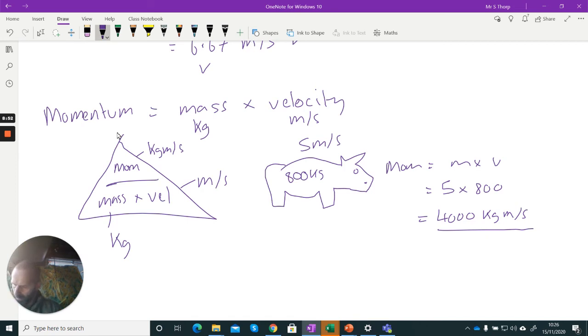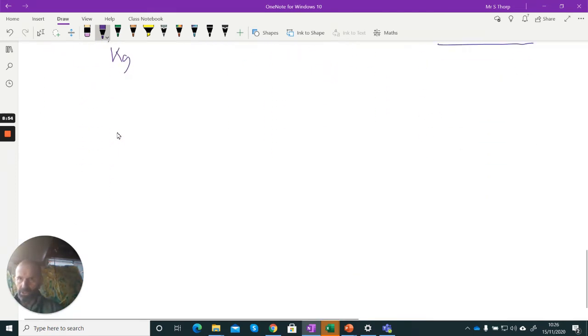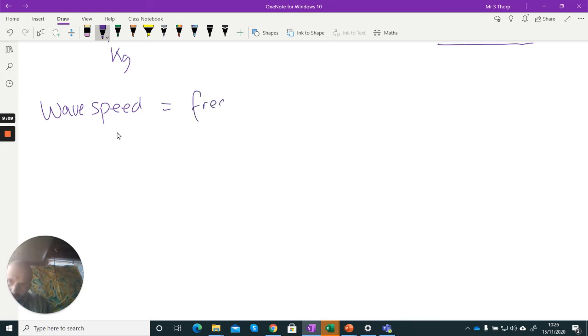Next one is, now these are equations to do with waves and the electromagnetic spectrum. So we've got this equation, wave speed is equal to frequency times by wavelength. So we've got wave speed in meters per second, frequency is in hertz, and wavelength is in meters.